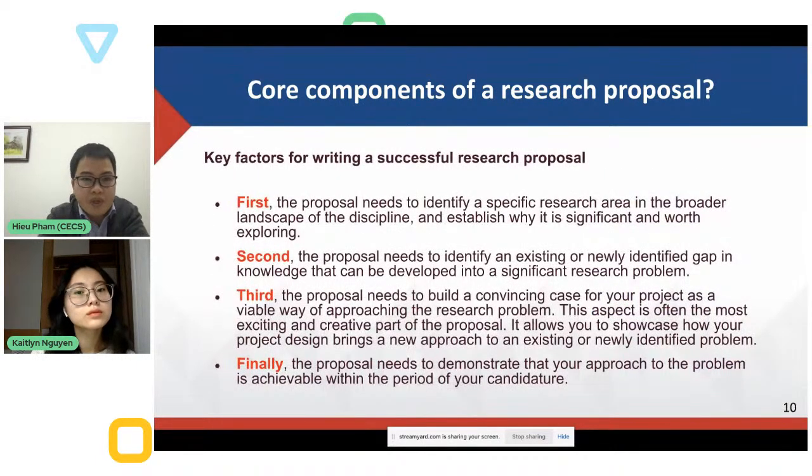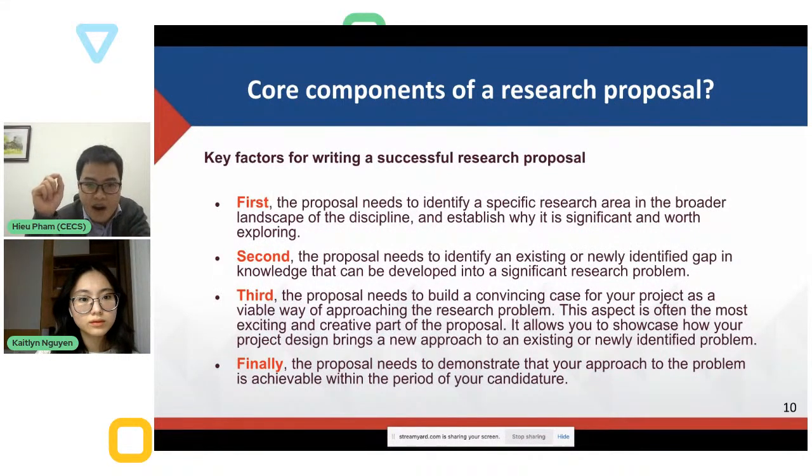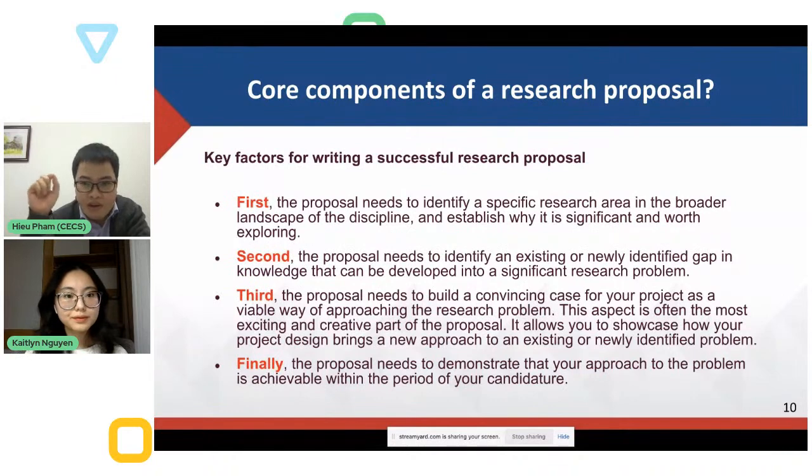So what are the key factors for writing a successful research proposal? First, you need to identify a specific research area in the broader landscape of the study. It needs to be very specific, clear about what you want to do. It's not about the overall research community, right? You do research in computer vision, you do research in machine learning, but what exactly you want to do needs to be very specific.